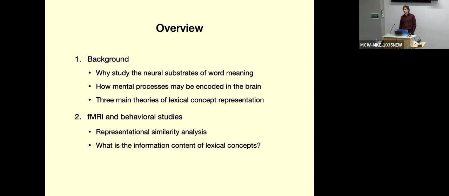Then I will go over a series of fMRI and behavioral studies that try to determine, of the main three possible ways in which word meaning may be represented, which one is more likely to actually occur in the brain. And then I will end up with a few take-home messages.